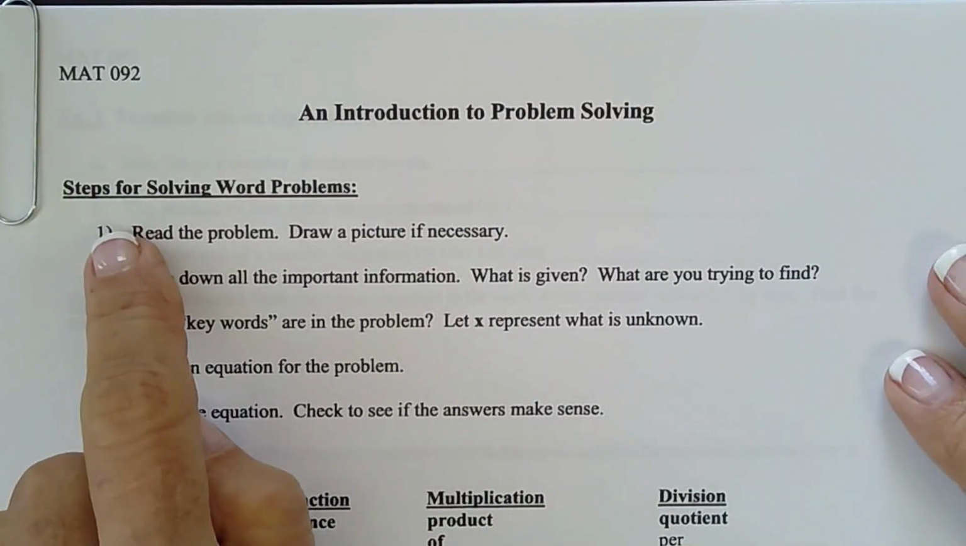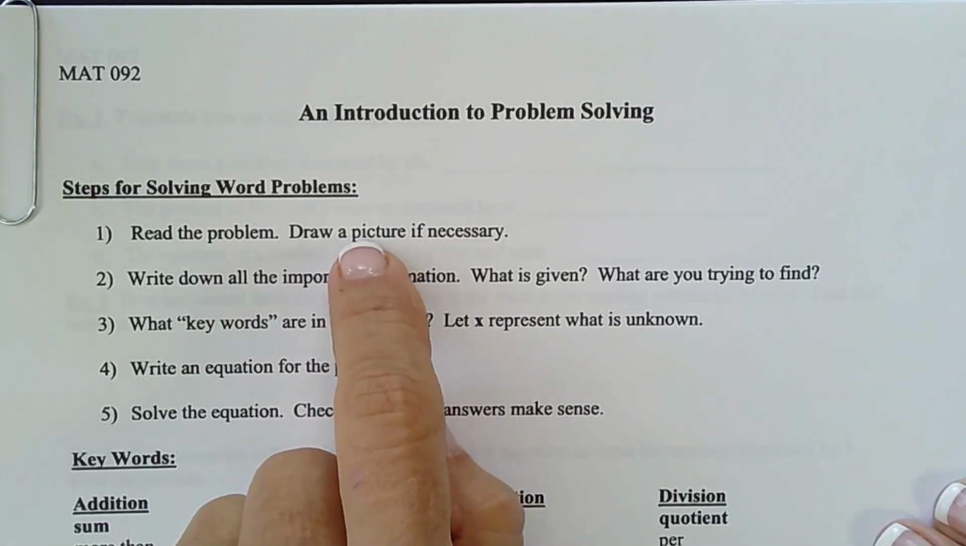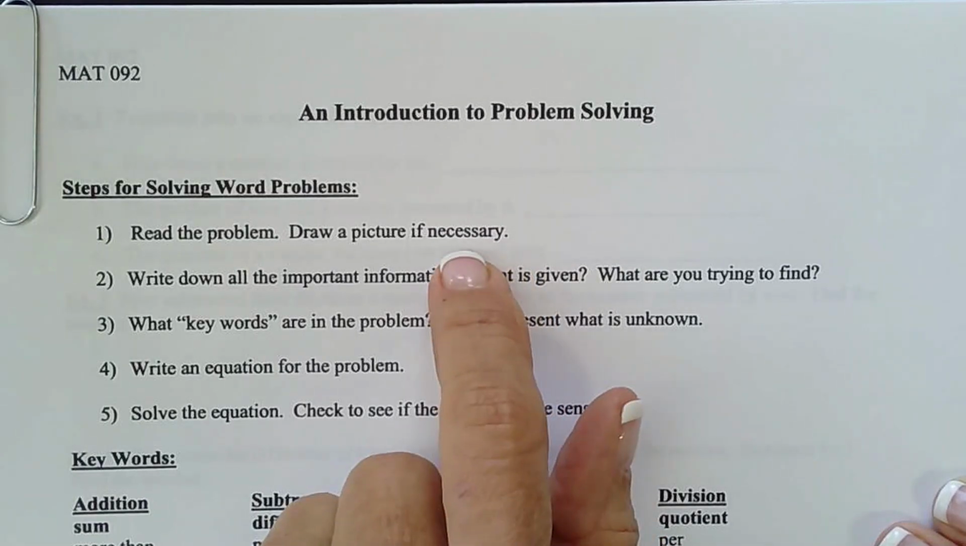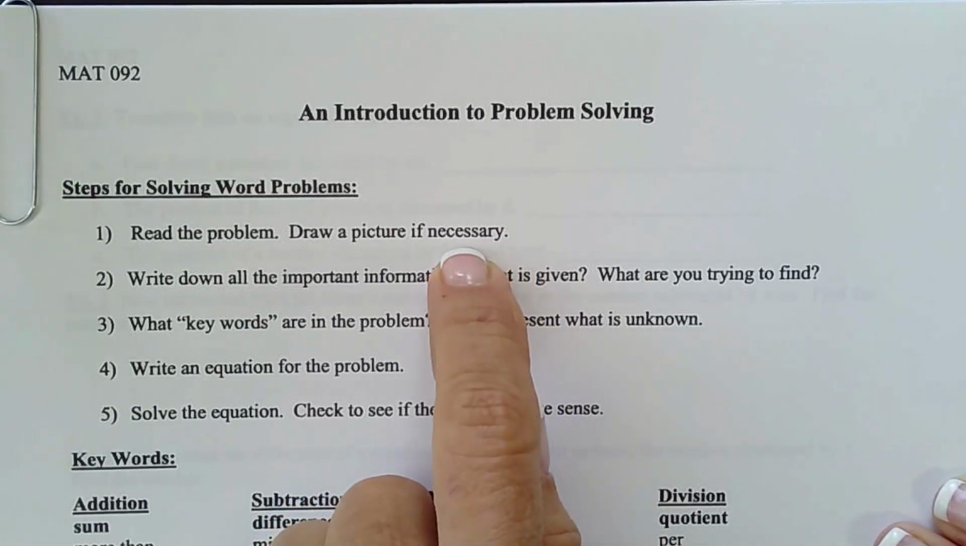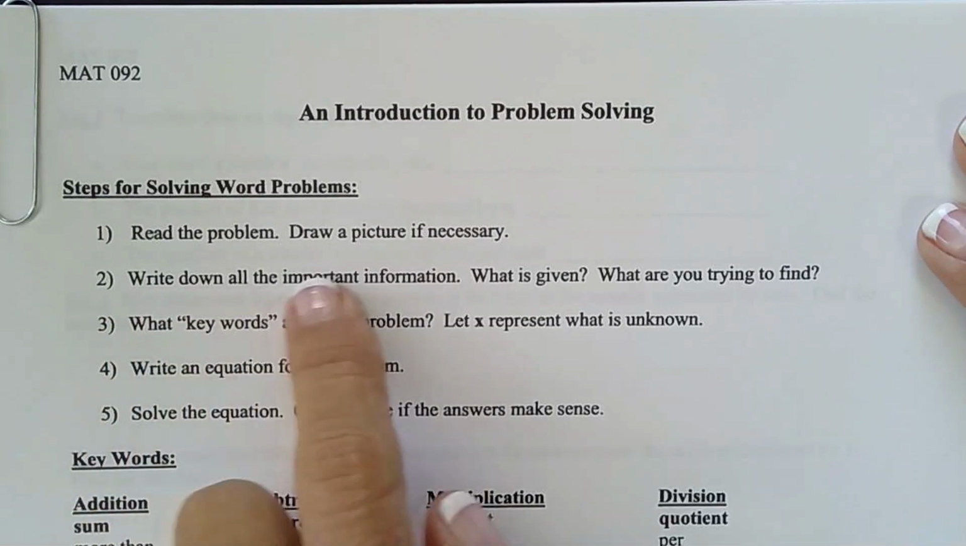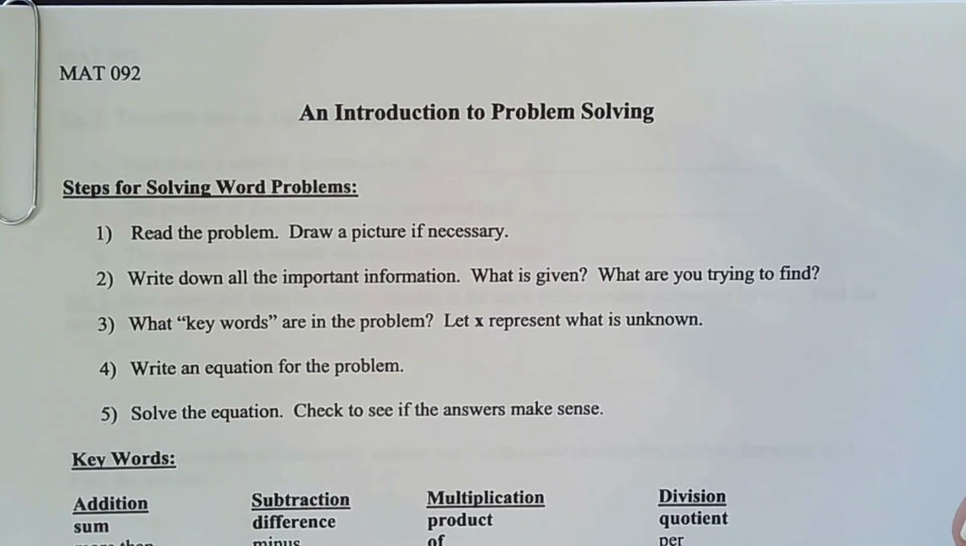So the steps for solving word problems: obviously, read the problem. If it's a geometry problem like a rectangle, a triangle, something like that, make sure you draw the picture. Pictures are everything, especially in geometry. Write down all the important information. What have they given you? What are you trying to find?